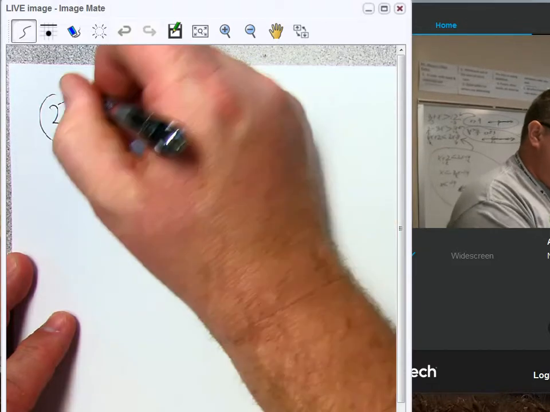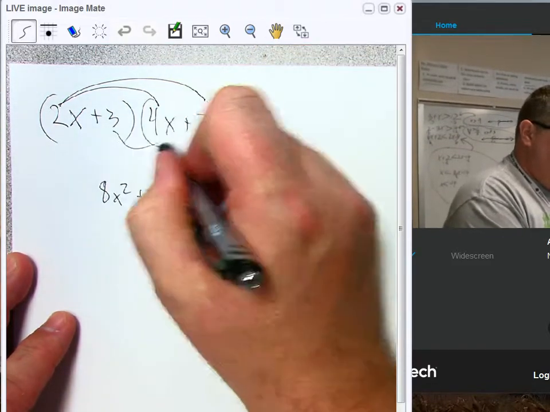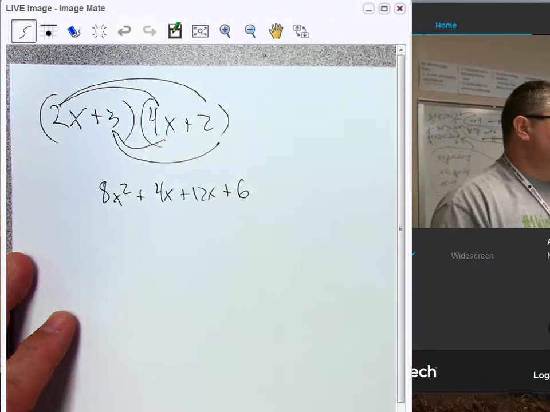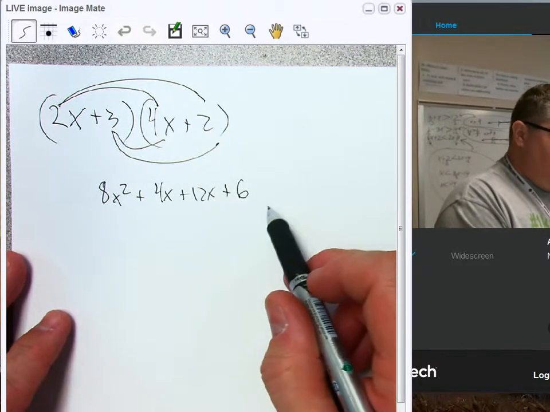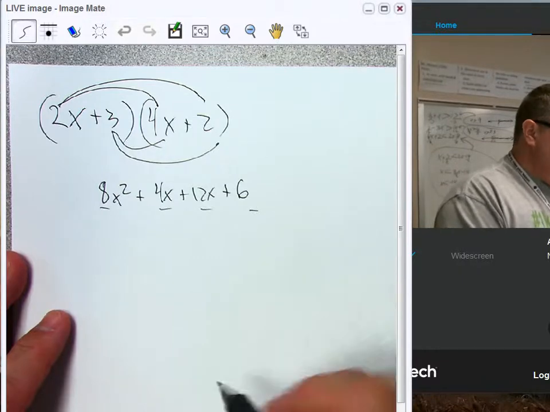8x squared plus 4x plus 12x plus 6. Everybody good with that? How many parts does this have? 4. So it's a polynomial, isn't it? Now, let's do a little trick.